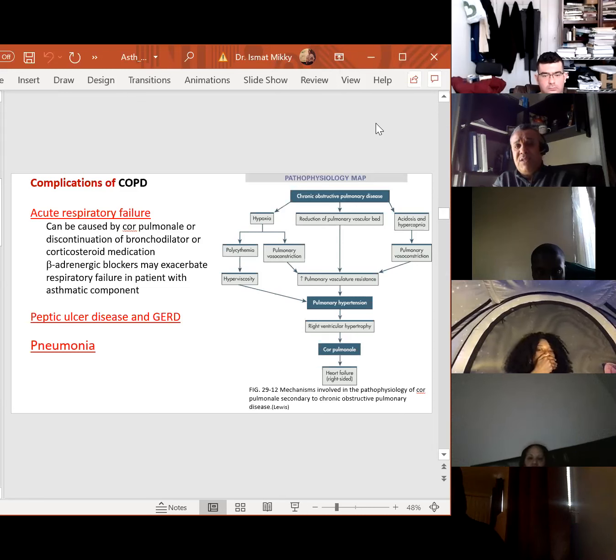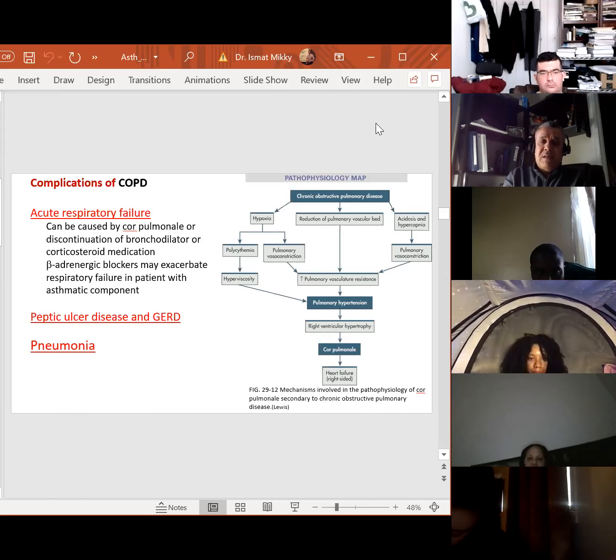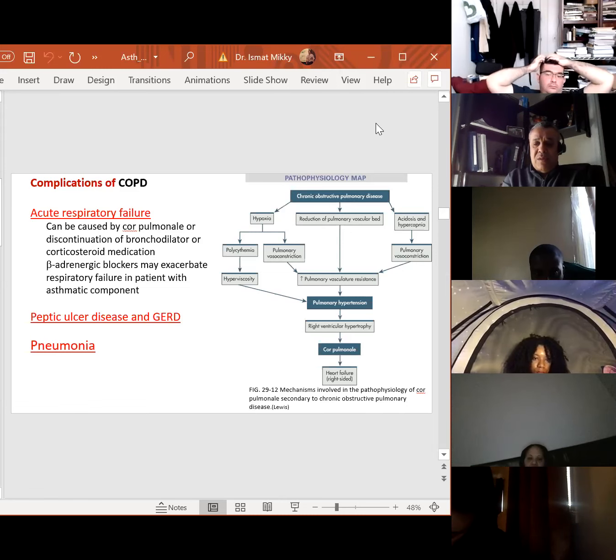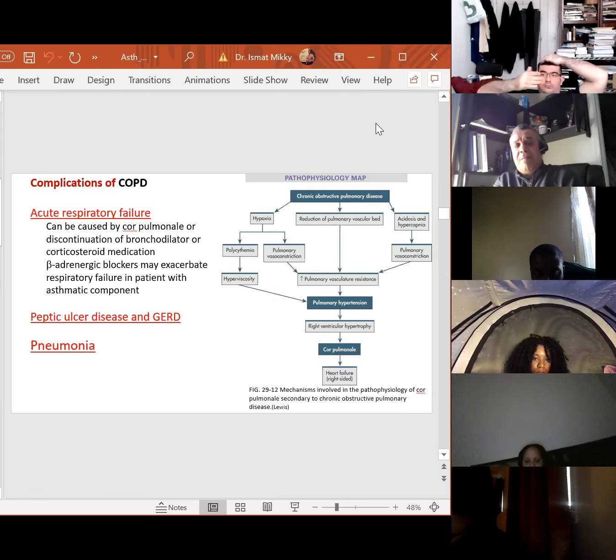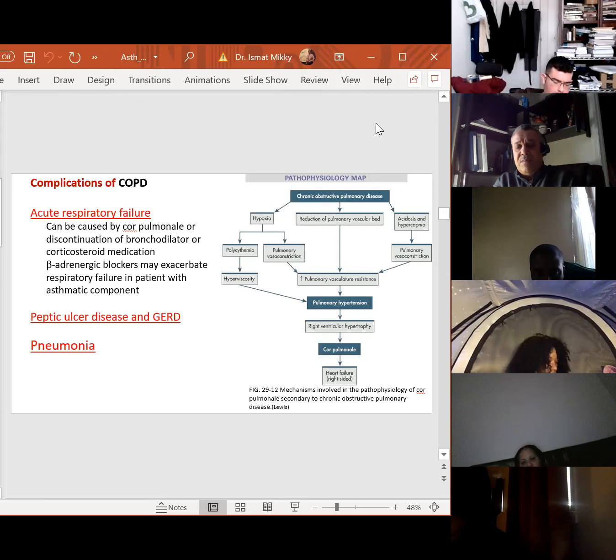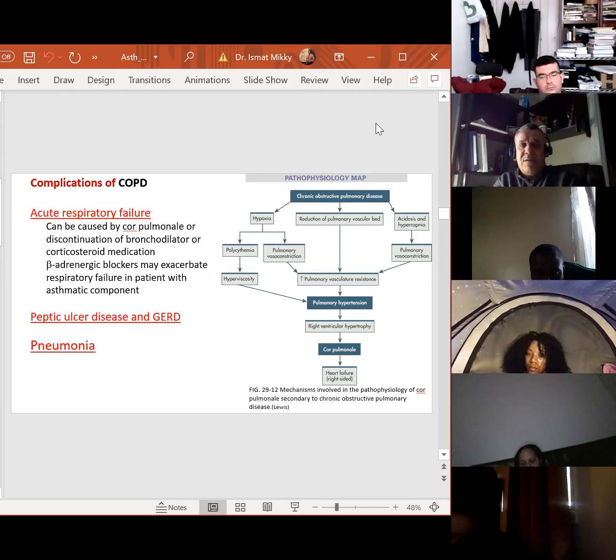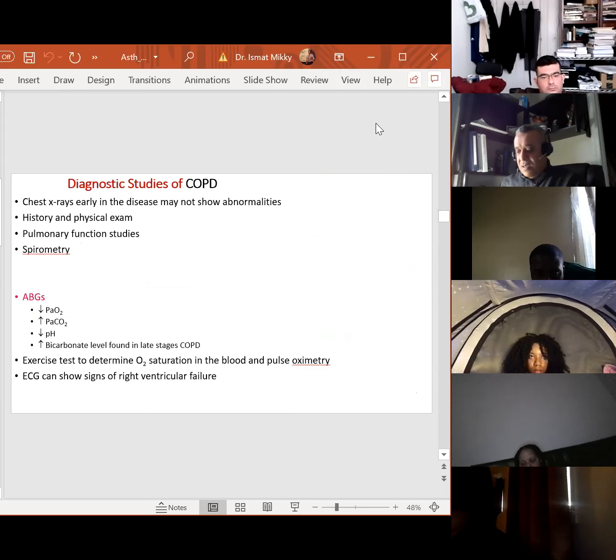And that's from the presence of the acid in the esophagus, which can cause what is called reflux, which is the GERD, from the presence of acid in the esophagus. And then pneumonia. These are some of the complications that a patient with COPD may develop.